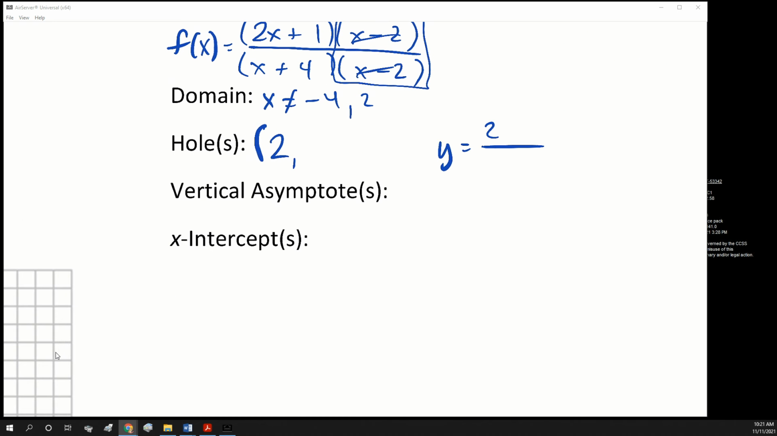All right, so we cancel out that common factor. We get a new reduced function that we can use to find points on the graph and find the y part of the hole. So it's like our y part of our hole is going to be 5/6.